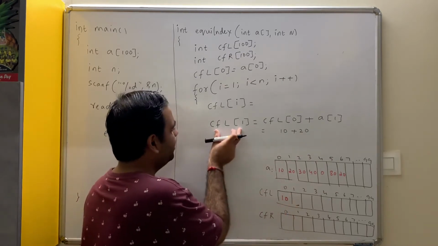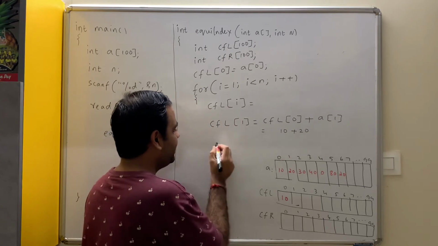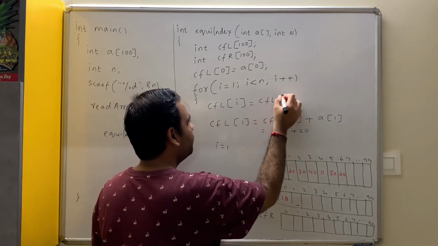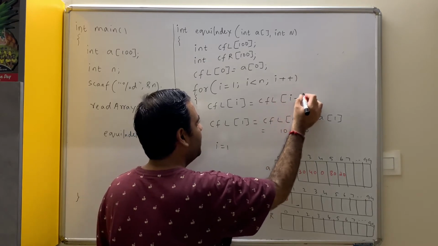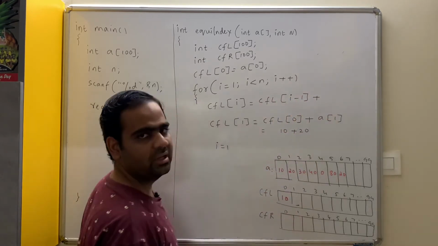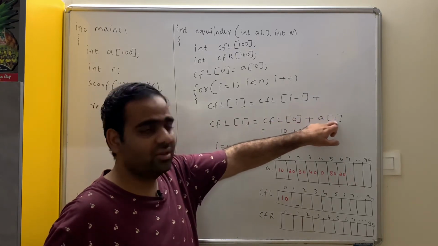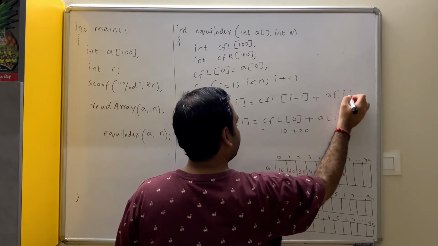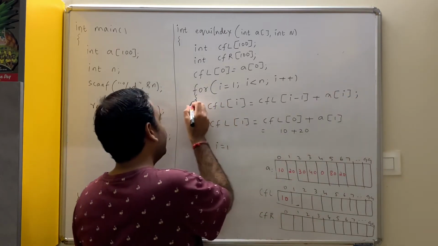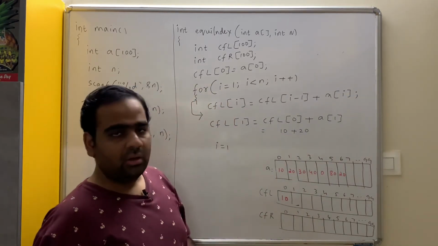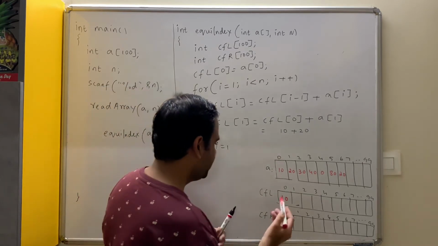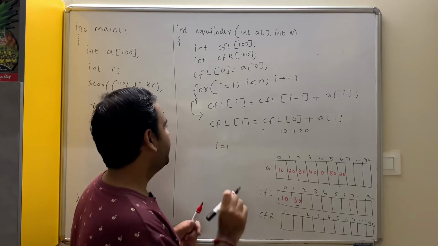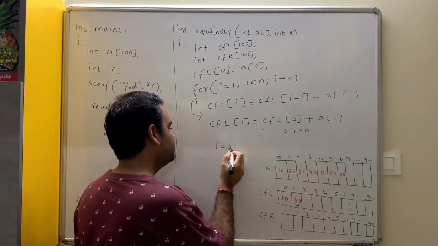Now if the value of I is 1, how will you get 0? Cumulative frequency of I minus 1, plus, if here it is 1, you get the same 1 over here. Hence I write A of I. Is that okay? Therefore you get 30 and 30 is stored over here. I hope there are no questions. You say I plus plus, the value of I becomes 2.